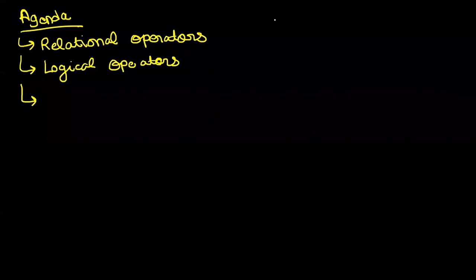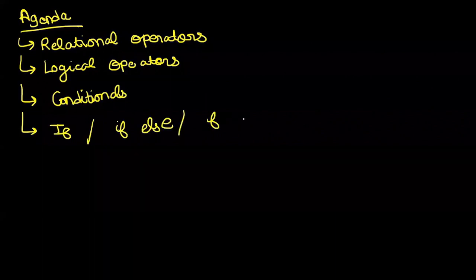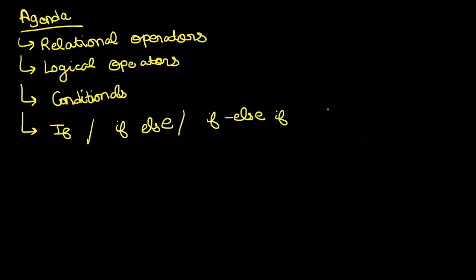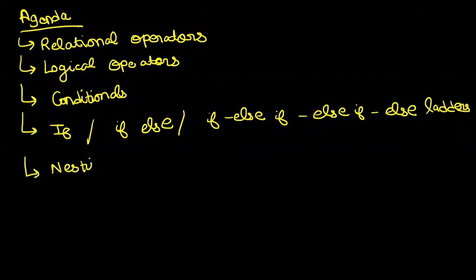Once we understand what logical operators are, we will come to the first important concept of programming. We will discuss the first control flow block today, that is conditionals. So the main theme of today's session is conditionals. First we will understand what conditionals are, then why we need conditionals. Then we will study the if block, then if else, then if else ladder. These structures we will study. Then we will solve some problems on conditionals to get your understanding even better, and then we will talk about nesting of conditionals.